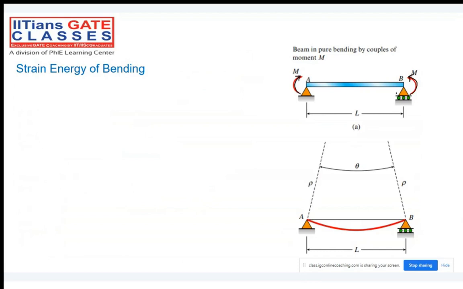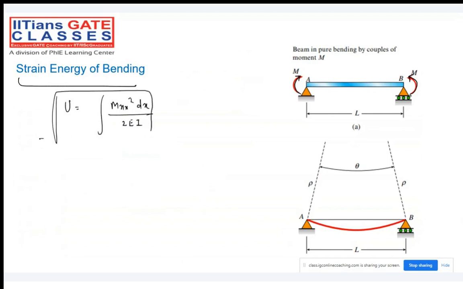No doubt, strain energy. And strain energy because of bending, we have already seen the formula, my friend. What is the formula? Mxx whole square dx divided by 2EI. Just turn your pages and you can see the beautiful formula, where EI is nothing but flexural rigidity. Remember, flexural means bending only. Flexural rigidity, very, very important.